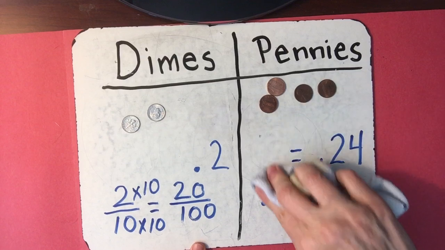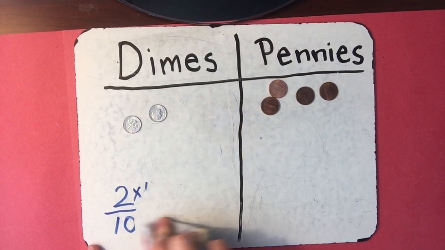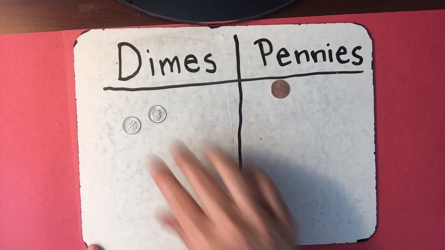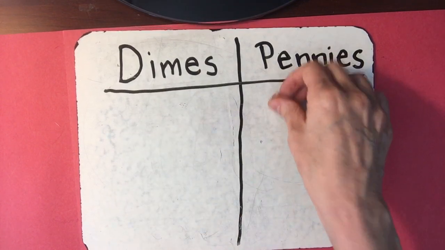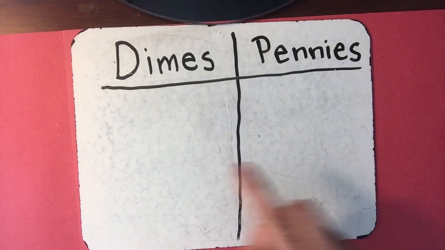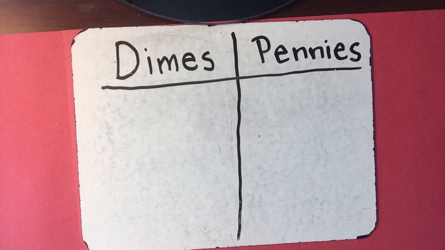Now we're going to play the game. In this game it'll be me against the students, so you're on team students and I'm on team left. We're going to have our notebook paper set up just like this, dimes and pennies. If you don't have that set up yet, go ahead and do that. And I'm going to have you guys go first.